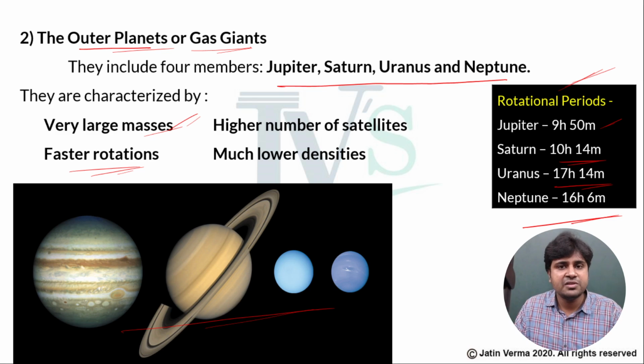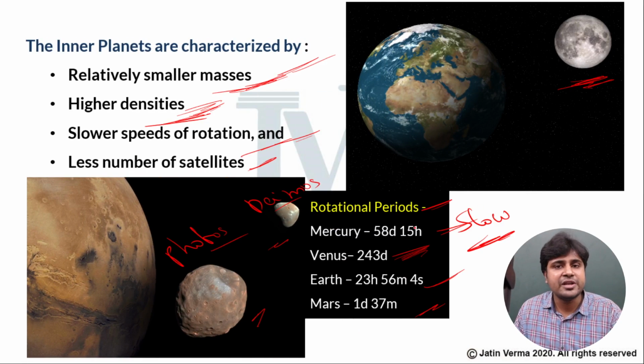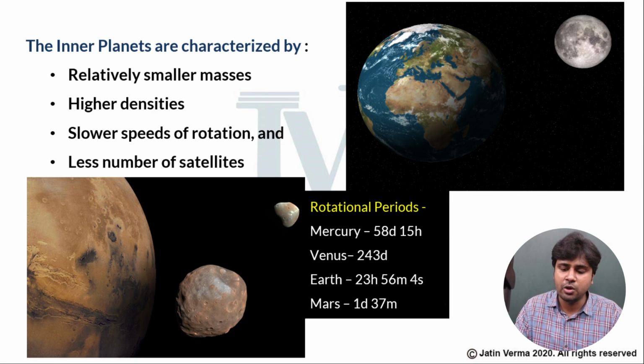Now just compare these rotational periods to the rotational periods of terrestrial planets. Mercury is taking 58 days and 15 hours. Venus, it is taking 243 days to finish one rotation. It is the slowest in the entire solar system. Earth 24 hours and Mars 1 day and 37 minutes. Okay?